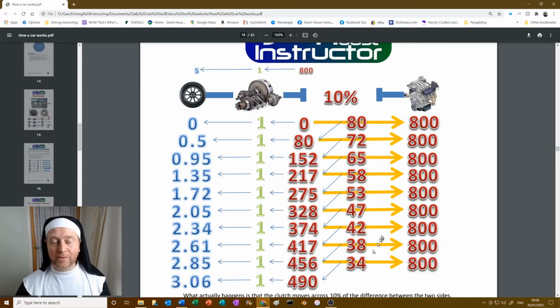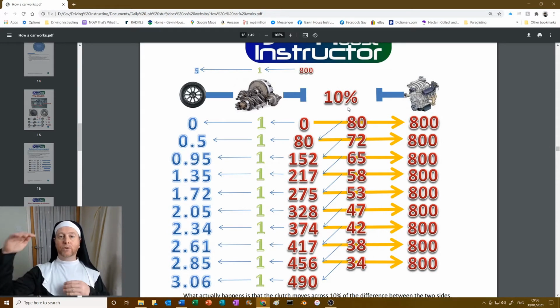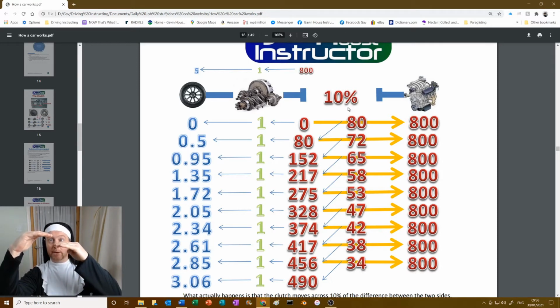This is the actual figures, because of course we're talking about a 10% difference. You've got the speed of the engine and the speed of the clutch on the gearbox, and you touch them, you get 10%, then 10%, 10%, 10%, and so on, until they get to the same speed.